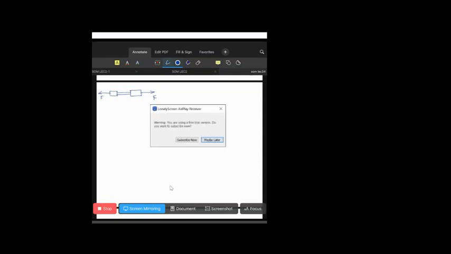Initially, due to application of force F, what will happen? There will be a deformation. Let's say I am applying a force equal to 10 kilonewton only. Now this is a mild steel bar, so due to application of force, 10 kilonewton, what will happen? There will be a certain amount of deformation in this bar.